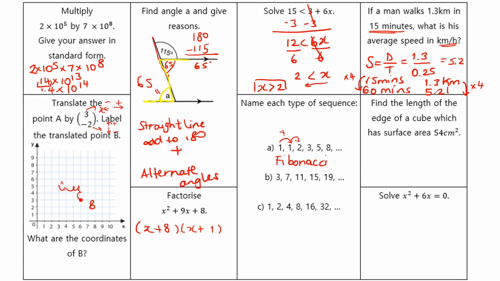3, 7, 11, 15, 19. 3, 7, so it's the same number added on each time. It's adding 4. That is called arithmetic.